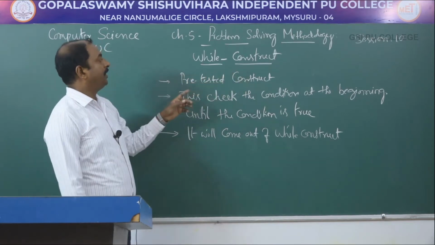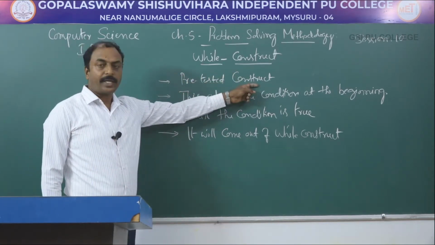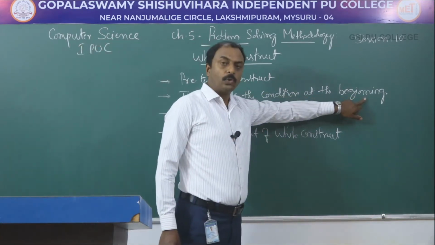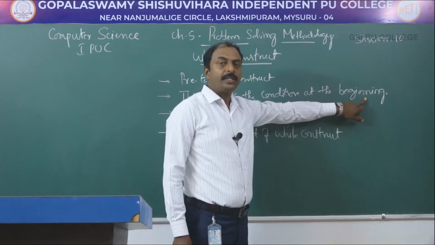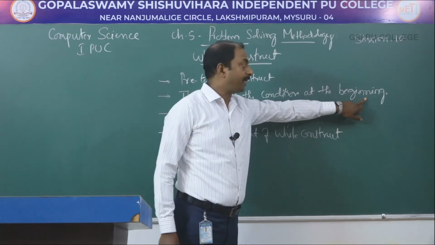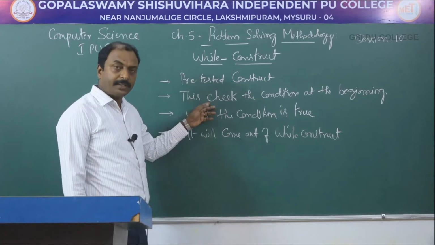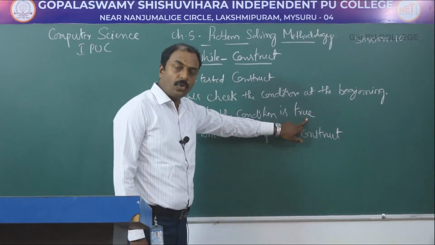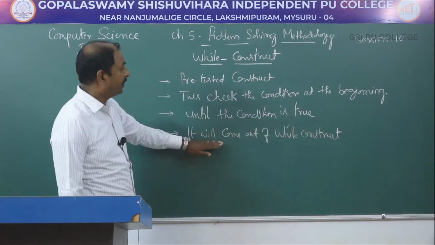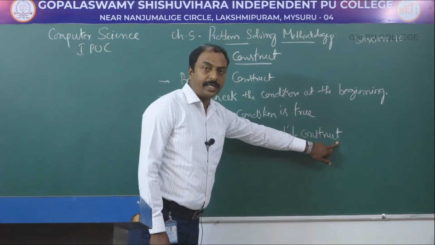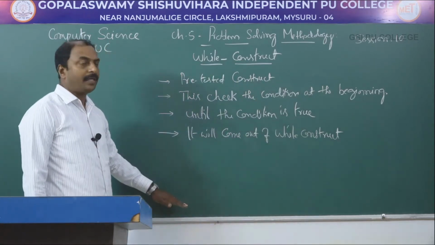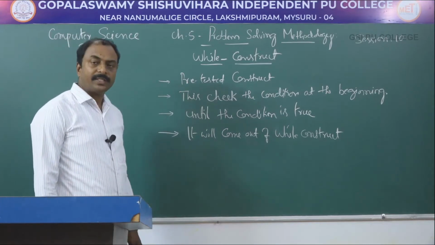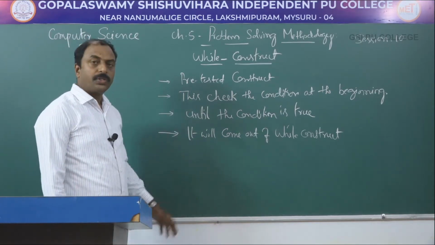The while construct is called a pre-tested construct because it checks for the condition at the beginning of the loop, or before executing the statements inside the bracket. It repeats a number of statements until some condition is satisfied or it is true. Once the condition fails, it will come out of the while construct and execute the next statement after the while construct. So this is the while construct. Now let us see the syntax and flowchart of the same.